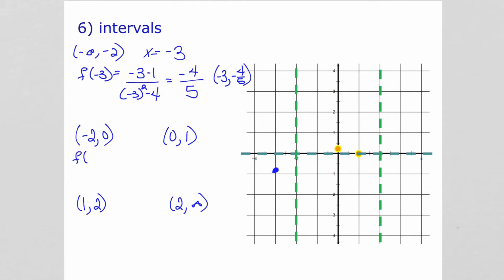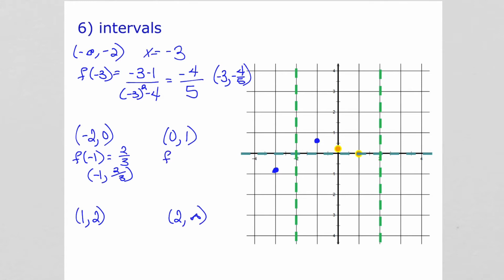F of, I'm going to pick negative 1 to be between negative 2 and 0. I don't pick negative 3 halves because why make something harder than you have to? So when you plug in negative 1, you get 2/3. So there's a point at negative 1, 2/3. About right there. And then between 0 and 1, oh, we are going to have to use a decimal here.